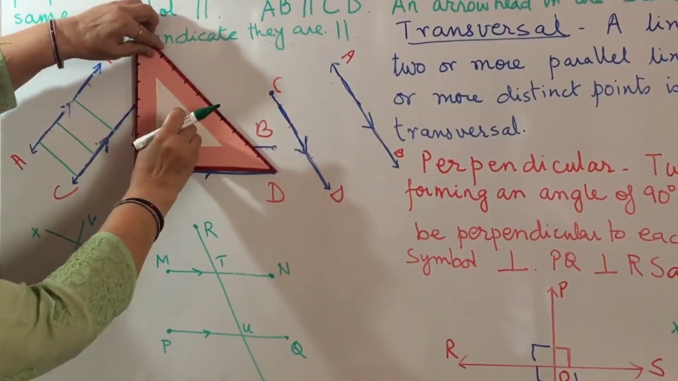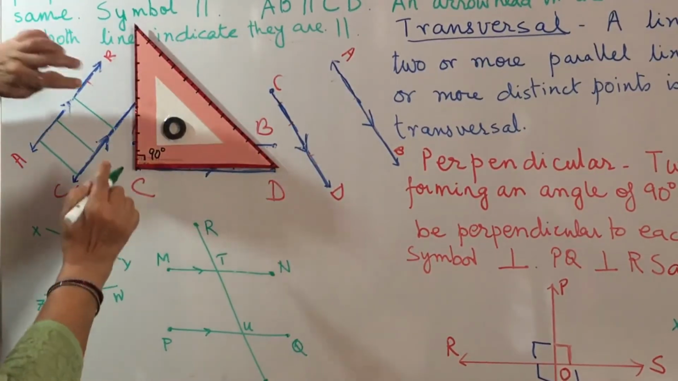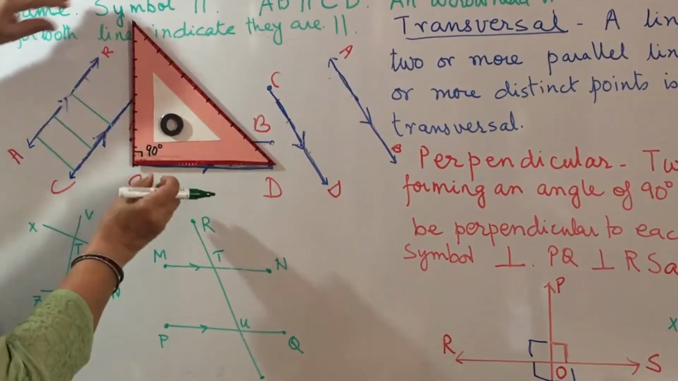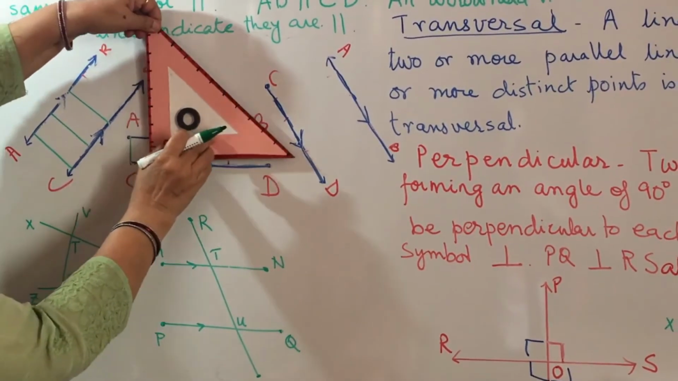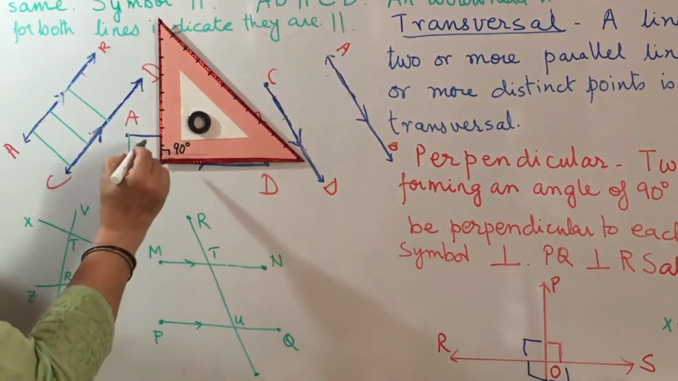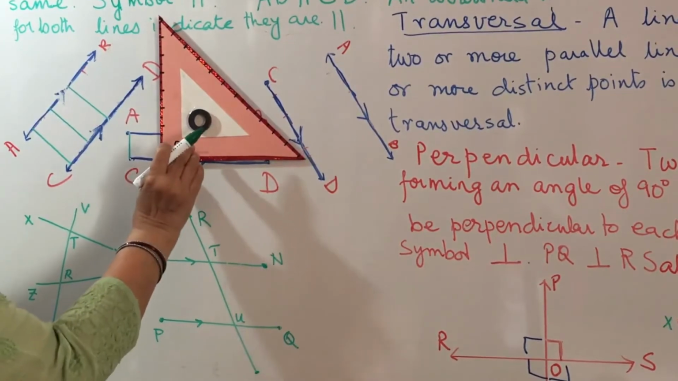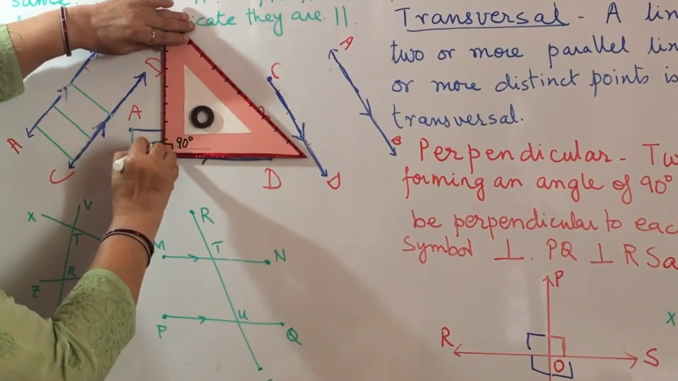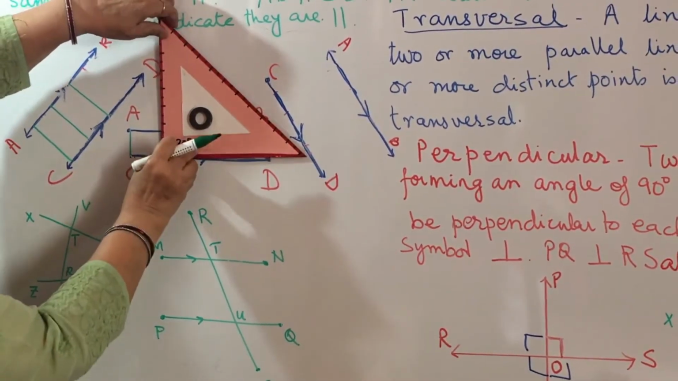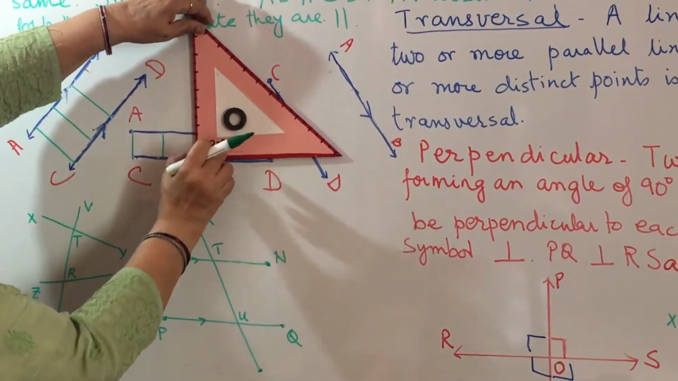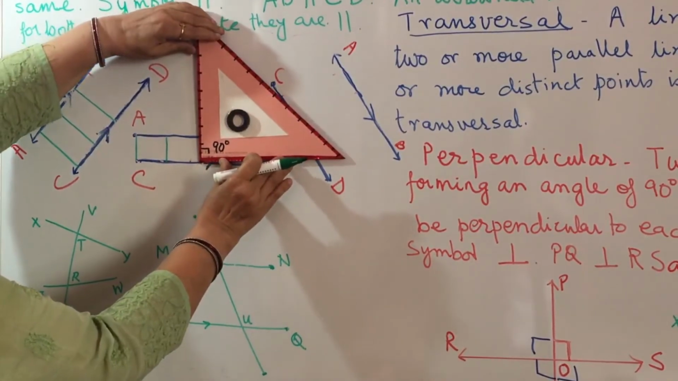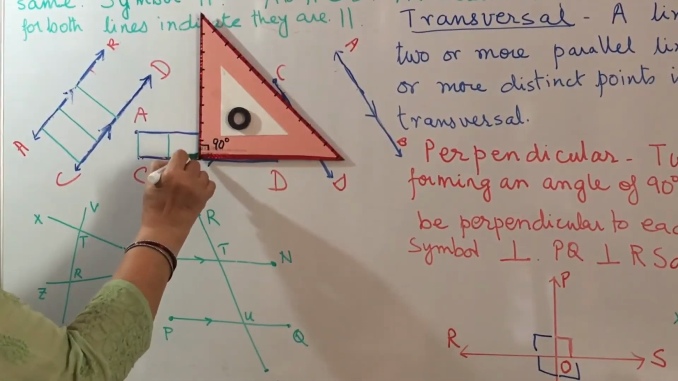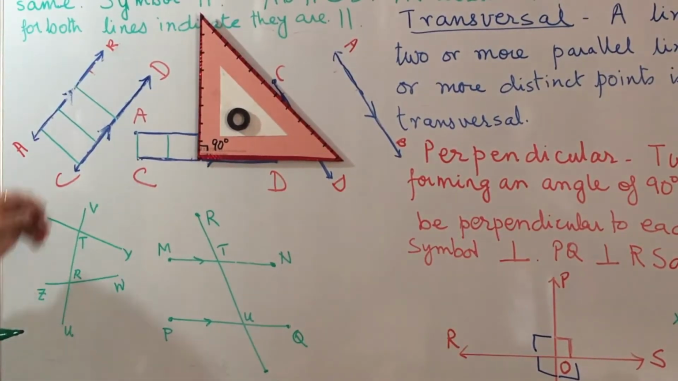sides of the set square is along CD. So this will be 90 degrees. This is the length of the perpendicular. Now I move the set square along CD. Again, this is 90 degrees and the perpendicular distance is this much. It is the same. So again move it along CD and we'll find the perpendicular distance to be the same.